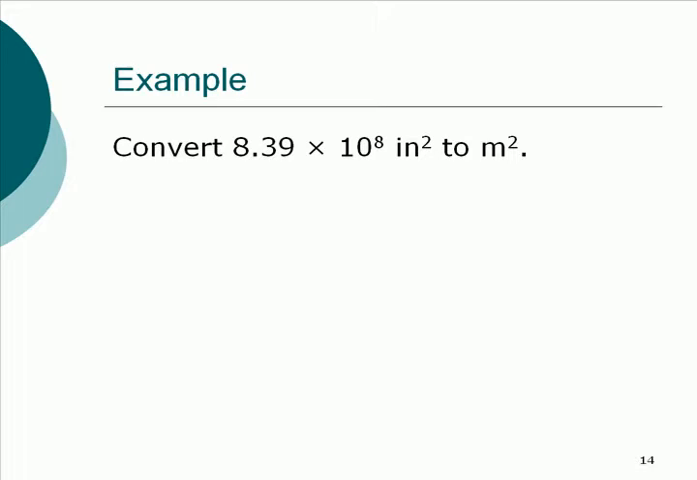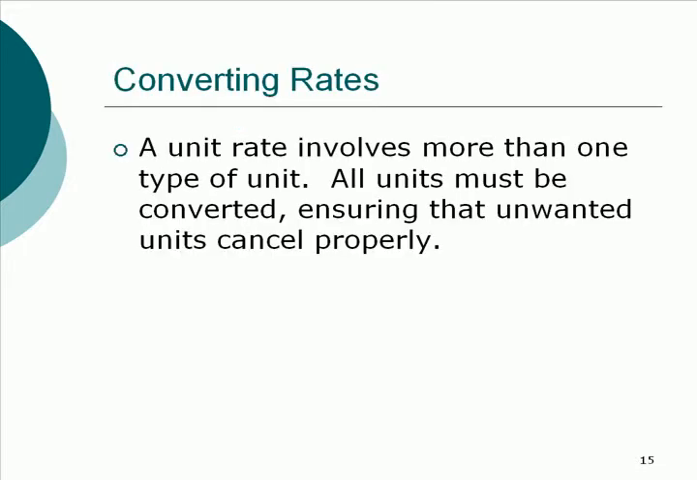Okay, well, there's two more types of conversions that we can stumble across. Rate is the first of the remaining two kinds. A unit rate is a type of unit that has more than one unit in it. Now, you know some of these. Miles per hour is a good example. If you drive 65 miles per hour, you've got two units mixed in there, miles and hours.